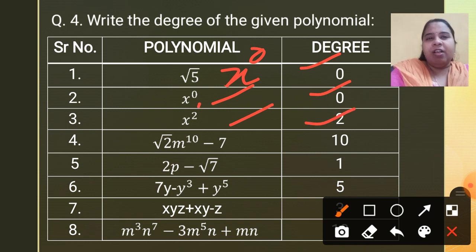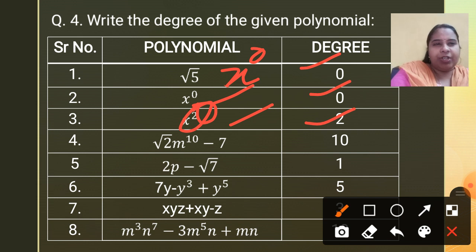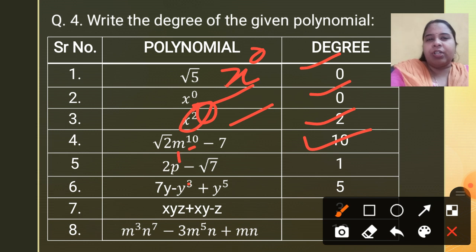Degree means the index to which the variable is raised. This one, okay. So degree is 2. Next one, root 2 m raised to 10. Obviously the degree is 10. Here 2p. P is not raised to anything. It's understood that it is raised to 1. If nothing is written, do not write 0. It will go wrong if you write 0 here. I hope you are understanding it.